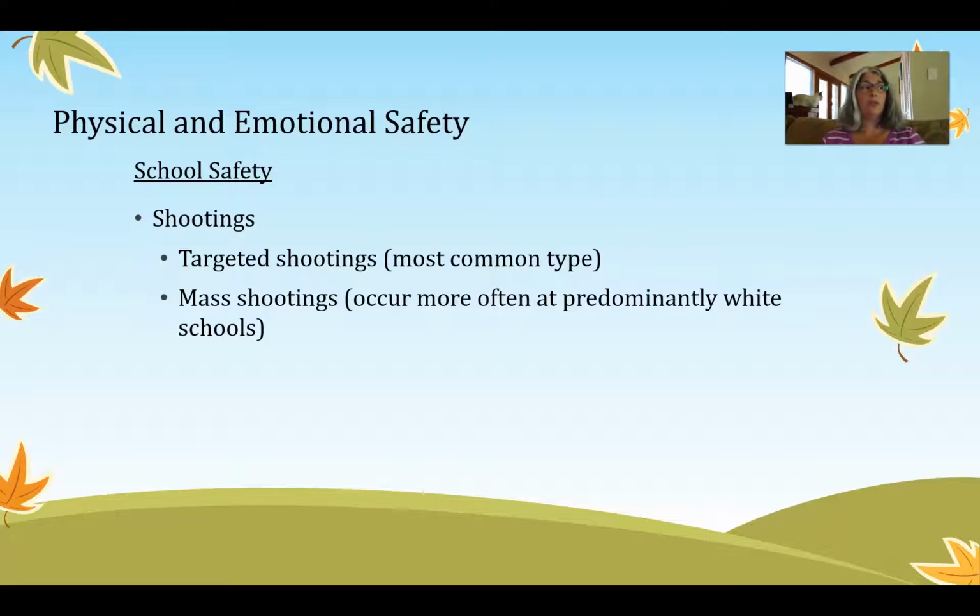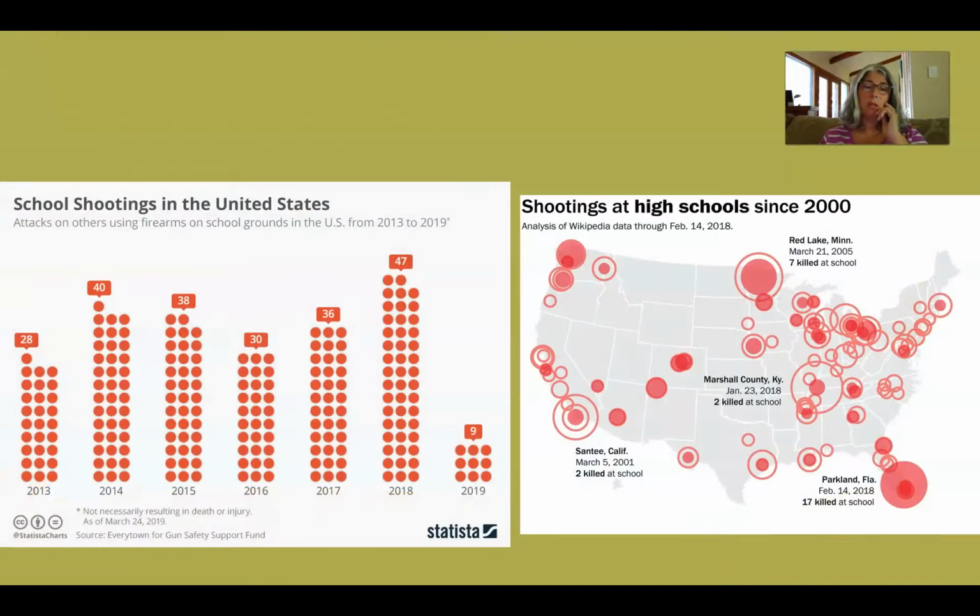So targeted shootings is where the student or whomever the shooter is has a list or specific people in mind whom they intend to shoot. A mass shooting is more random, more non-discriminatory, where they are just going in and shooting as many or whomever they can. The mass shootings are more often going to occur in a predominantly white school, and the targeted shootings are the more common type, even though you don't hear about them as much in the news as the mass shootings. In case you'd like some data, here's some numbers.